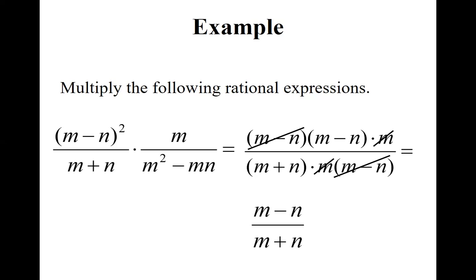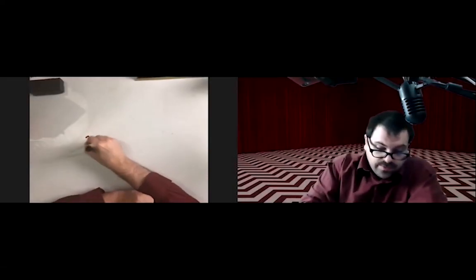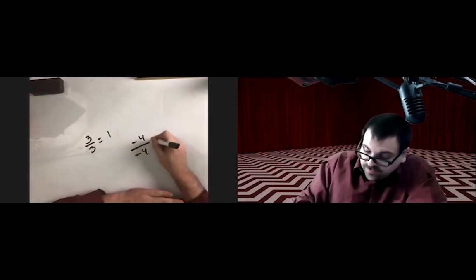Just like multiplying fractions. Anything over itself is 1. 3 over 3 is 1. Negative 4 over negative 4 is 1.